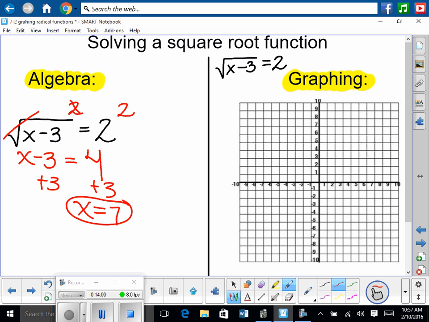Now, understand something. If you want to do it graphing, that is great. Let me show you something. So you have to understand something.